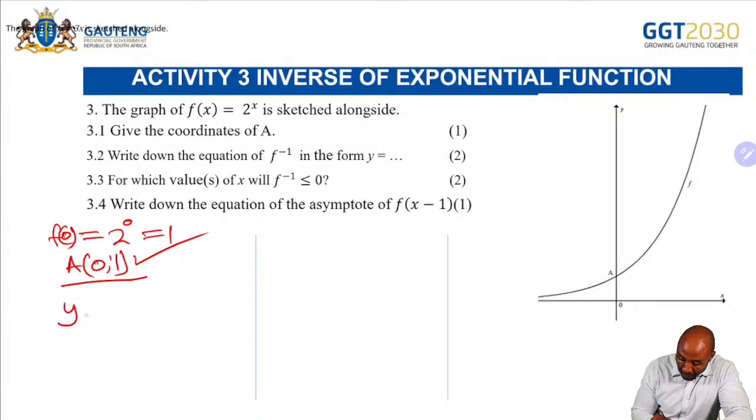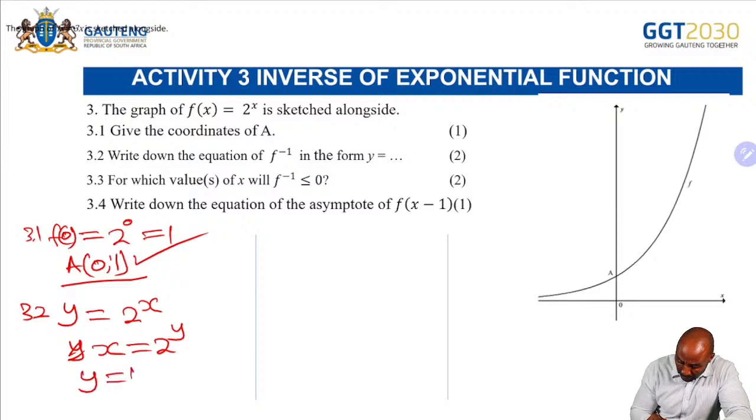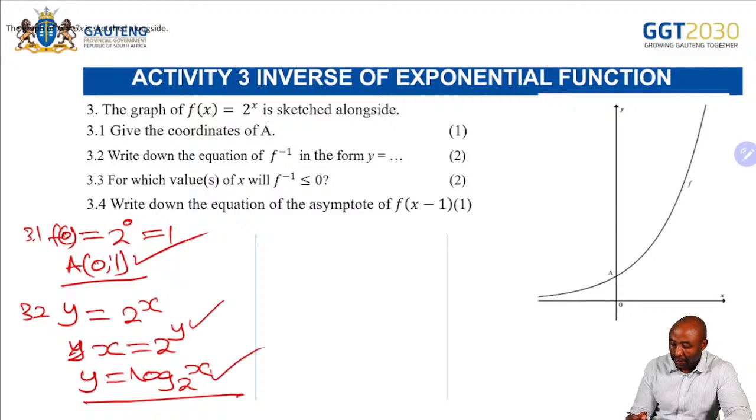Write down the equation of f inverse in the form. So we know that for 3.2, y is equal to 2 to the power x. We interchange x and y, and we will get x is equal to 2 to the power y, and we know that y will be equal to the logarithm of x to base 2. Interchanging x and y, and for the answer, you get your 2 marks there.